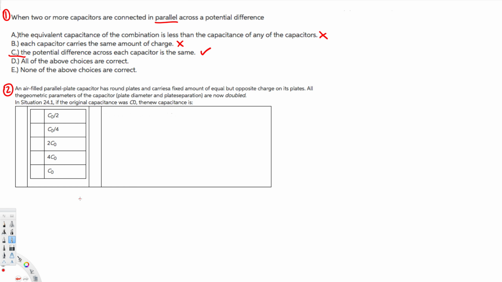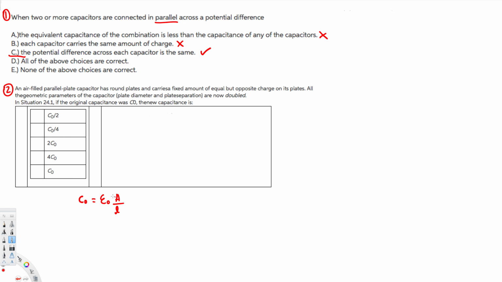First of all, initially, when we don't change anything, the capacitance equation is going to be epsilon naught A over L. This is the capacitance equation. In terms of length, it's already written in terms of L. Let's write this one in terms of diameter.